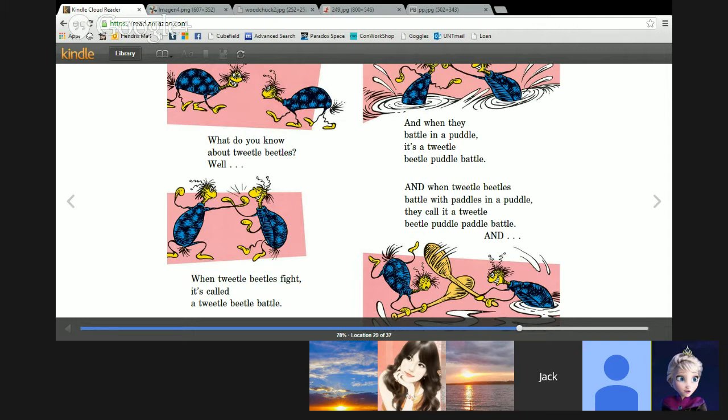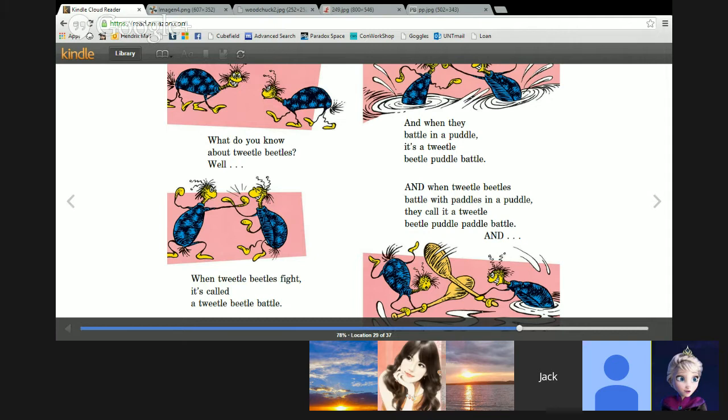So yeah, this will have a lot of maybe words you don't know. Feel free to ask me what they are. I'll try to make sure. So could you try saying that for me one more time? And when they battle in a puddle, it's a Tweedle-Beetle puddle battle.